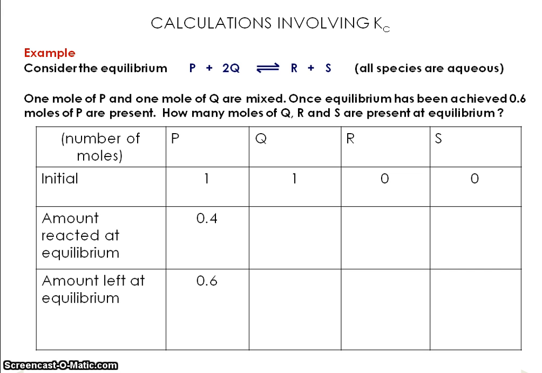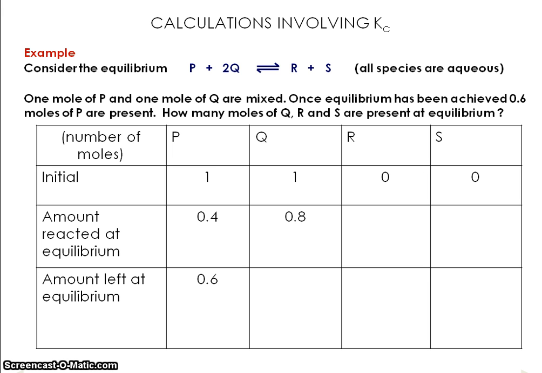So now we need to look at Q. And if we look in the equation, we know that 1 mole of P reacts with 2 moles of Q. So if 0.4 moles of P has reacted, then that must mean that twice that amount of Q has reacted. So we can now fill in the Q column that 0.8 moles have reacted. And then we can work out how much is left at equilibrium. Because we started with 1, we've reacted 0.8, so we've got 0.2 left. So we can now fill that in the table.